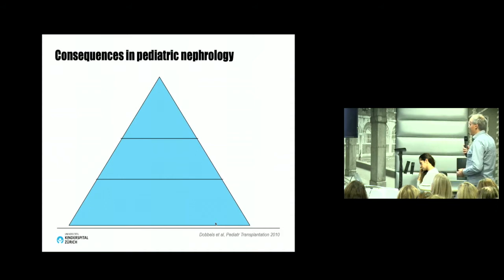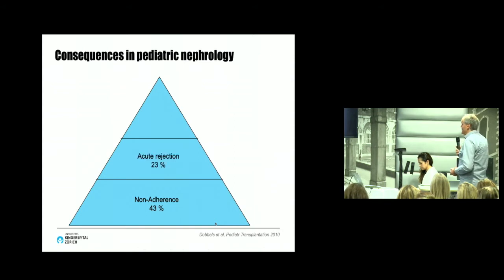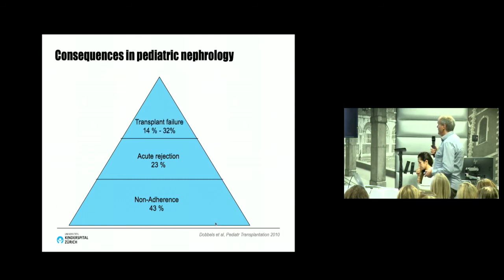And when you look at a paper that was published nine years ago, you see that in these children hardly half of them are non-adherent. About a quarter of them have acute rejections, and about 15 to 30% will have their transplant lost. And that's amazing. I mean, we can talk about new medications, we can talk about new techniques, but this is an amazing number that you see here.